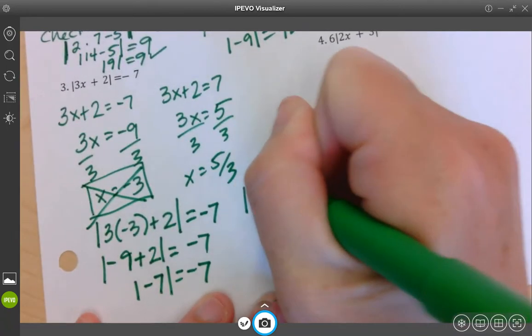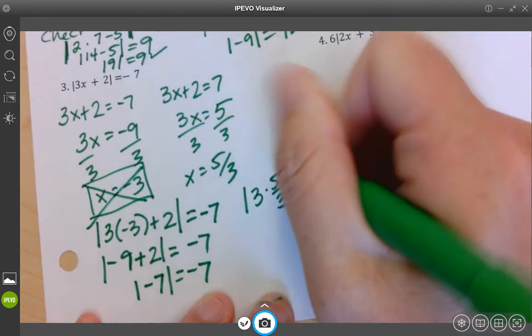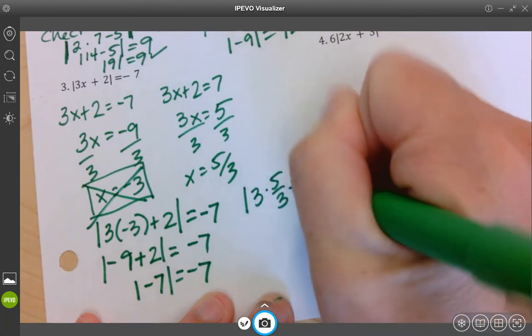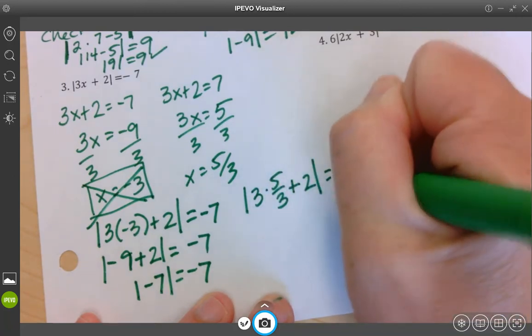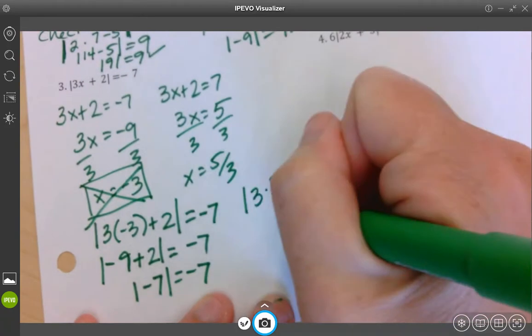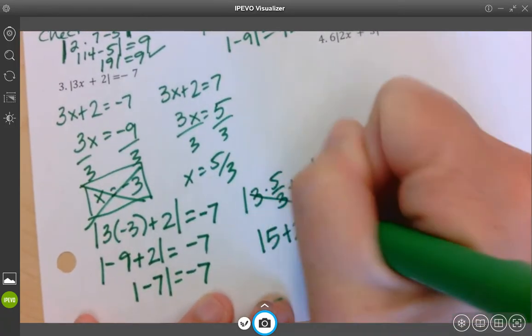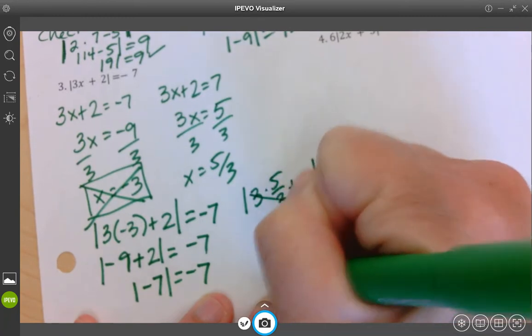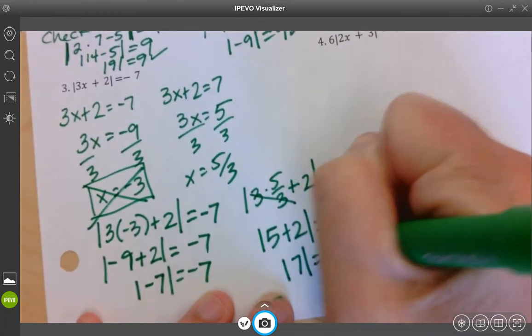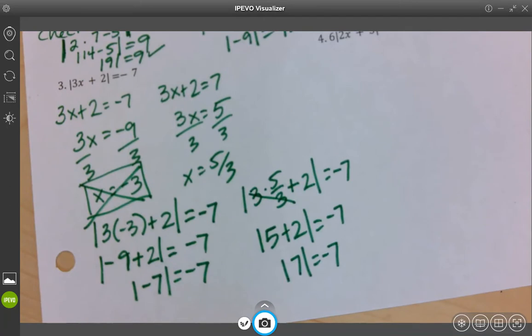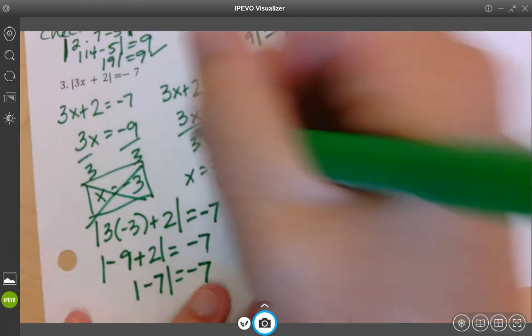Absolute value of 3 times 5/3 plus 2 equals negative 7. 3 and divided by 3 cancels, so I get absolute value of 5 plus 2 equals negative 7. Absolute value of 7 equals negative 7. True or false? Also false. It doesn't work.